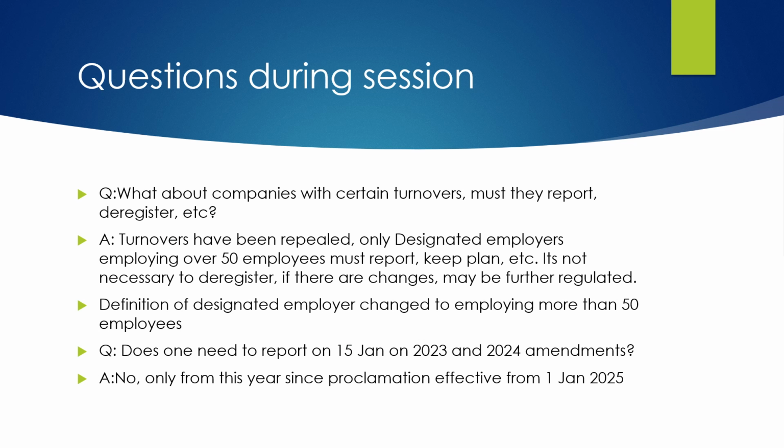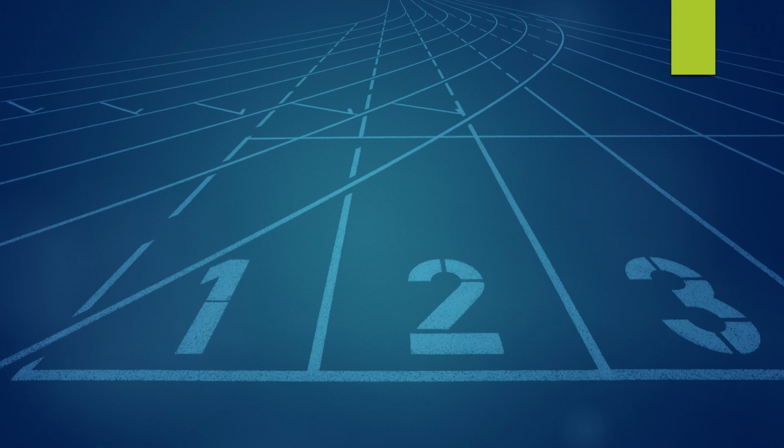So various questions were asked during the session. Question: what happens with turnovers? Companies with turnovers don't have to report anymore. Only companies with 50 employees or more. Does one need to report for the 15th January on the 2023 and 2024 amendments? No, only from the proclamation date, which is the 1st of January 2025. And that is basically the end of the discussion.